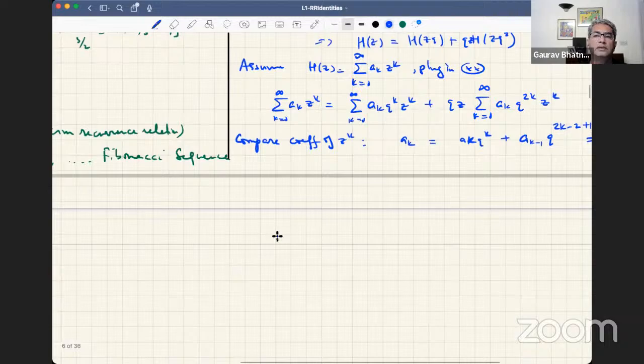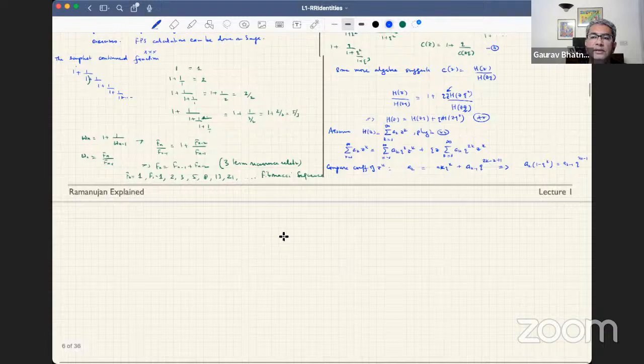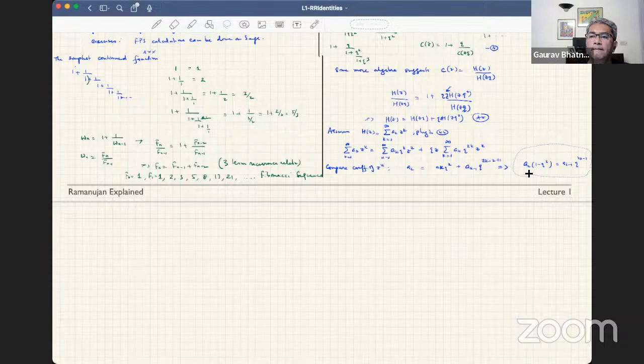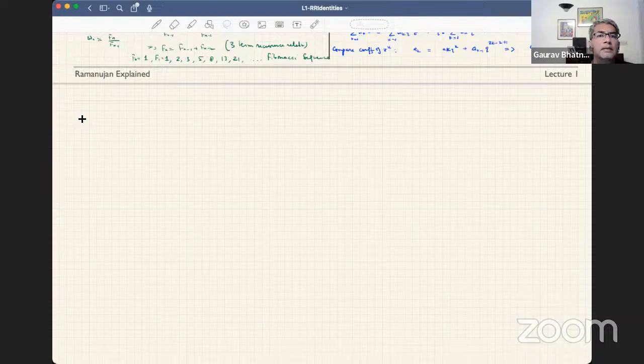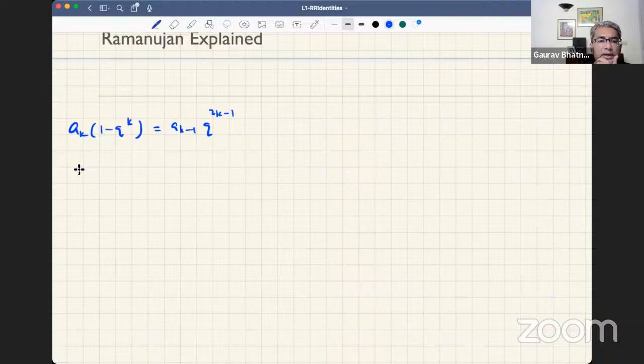So very good. Let's go on to the next page. So this guy, I'll just rewrite it. Okay, so a_k is equal to a_(k-1) q raised per 2k minus 1 over 1 minus q raised per k.